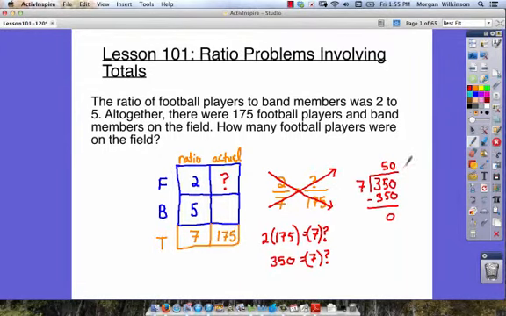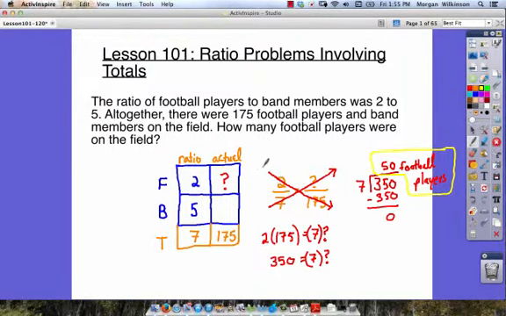How many football players must there be on the field? There must be 50 football players. We need our label because it was a word problem. Now that we've got it, we could go ahead and box it. And we can move on to our next question.